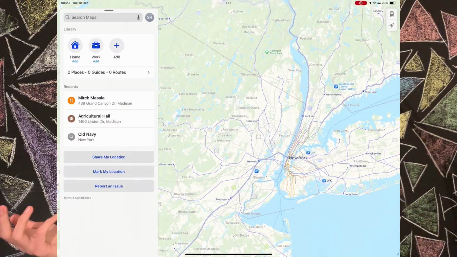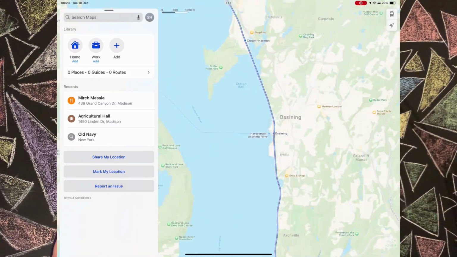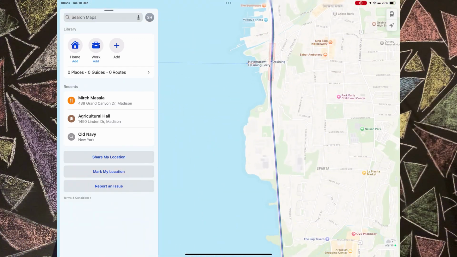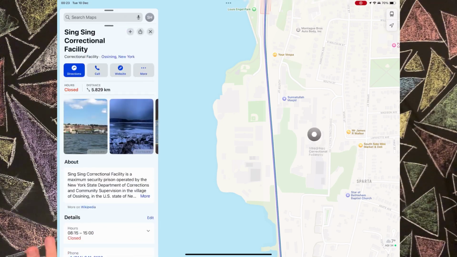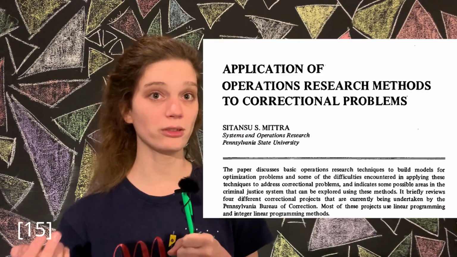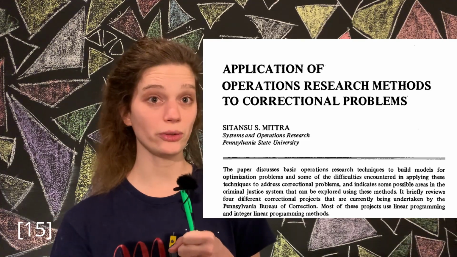Sing Sing prison is a real prison. Take the Metro North Railroad, the Hudson Line up from New York City, and right before Ossining, you will ride through the prison. The application of linear programming to prison diet is not fictional either. Already in 1971, the Pennsylvania Bureau of Corrections started doing this.